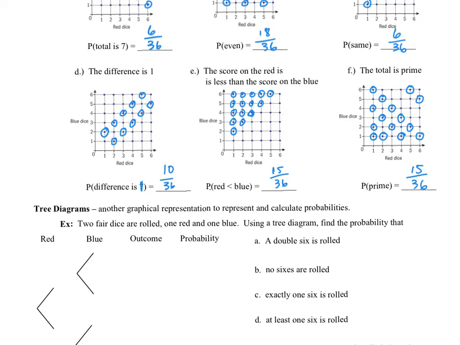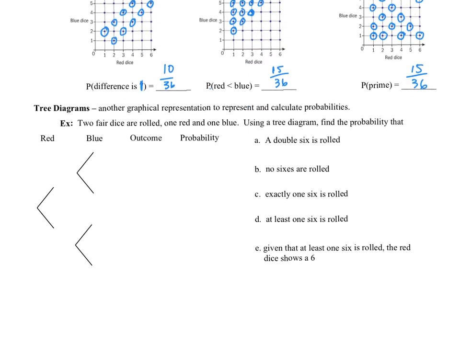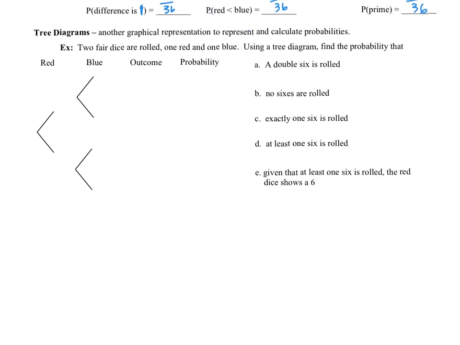Okay, so now what we're going to do is take a look at a different type of visual representation of showing probabilities. So this next one's called a tree diagram.